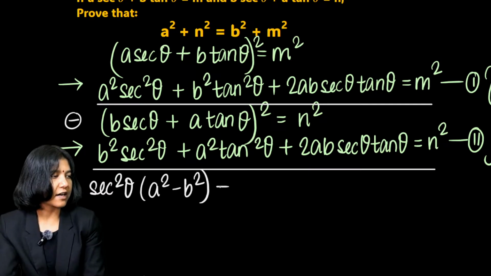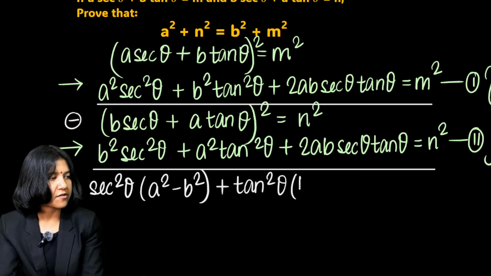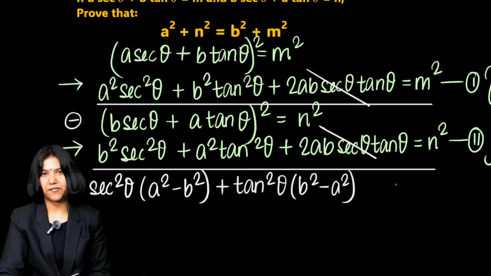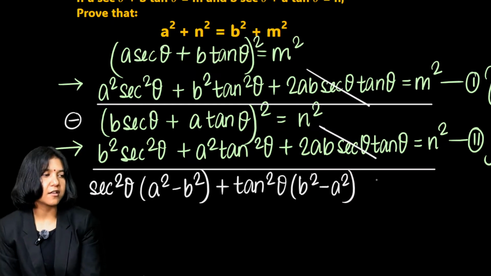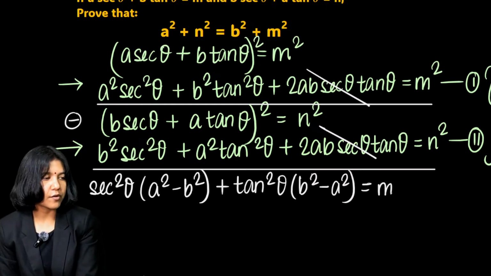Similarly, if you look at the second part, tan squared theta is common. So tan squared theta will remain as it is, while I am now subtracting b squared minus a squared. And now this term, equal and opposite, upon subtracting, equal terms cancel out each other, giving me m squared minus n squared.